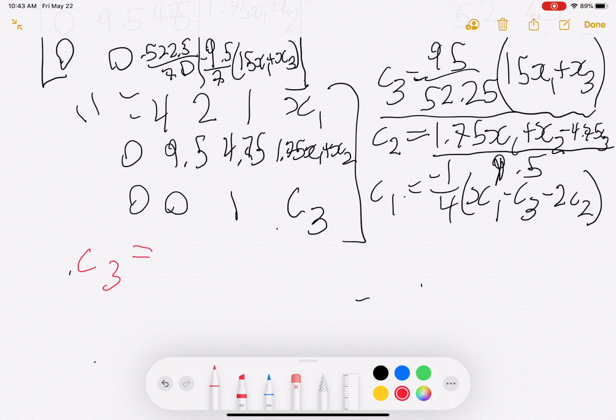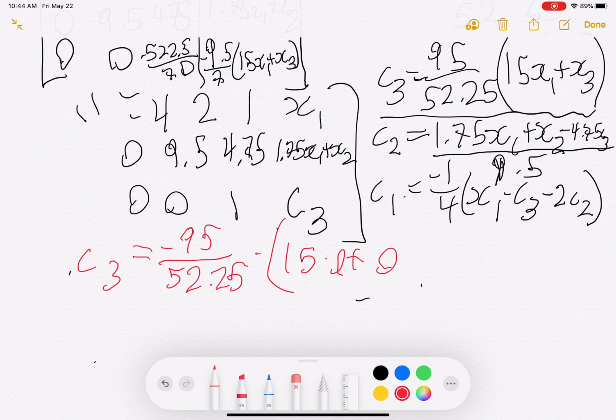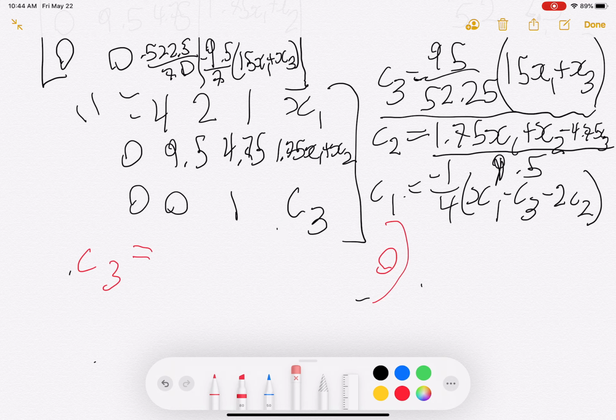C3 equals negative 95 over 52.25, times 15 times 0, because all our values of x are 0, plus 0. So we can just cancel this out, and we're left with 0, since that constant multiplied by 0 is just 0 as well. So C3 equals 0. Now C2.